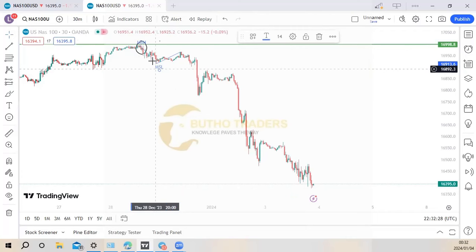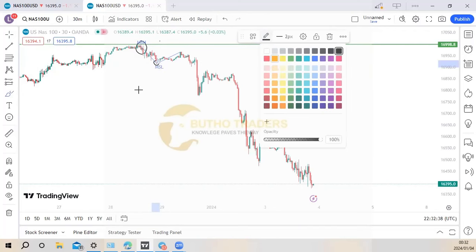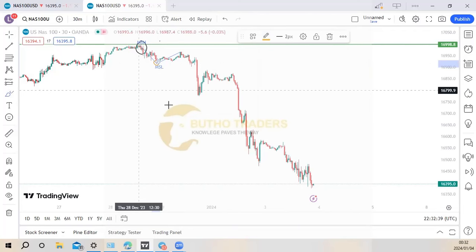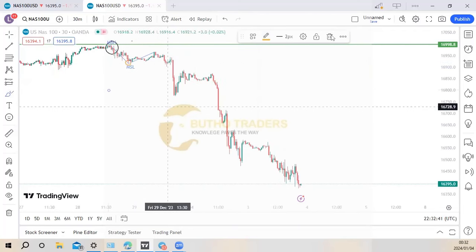So this one is our low, guys. Our low, I will try to put a different color so that you see that it's a low. Okay, those are our lows, guys. So this is basically how it is.